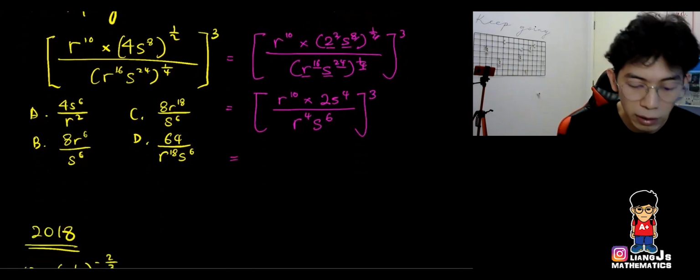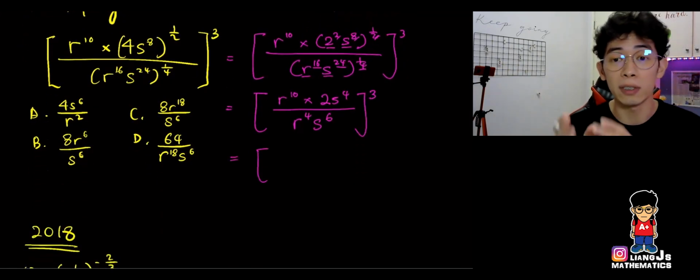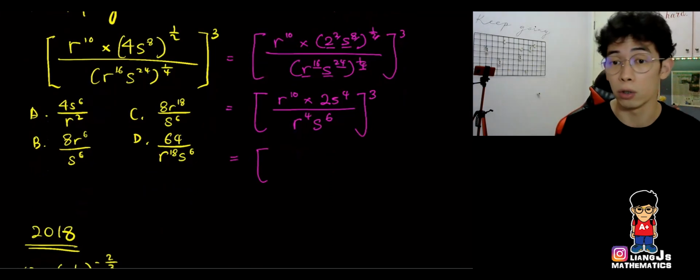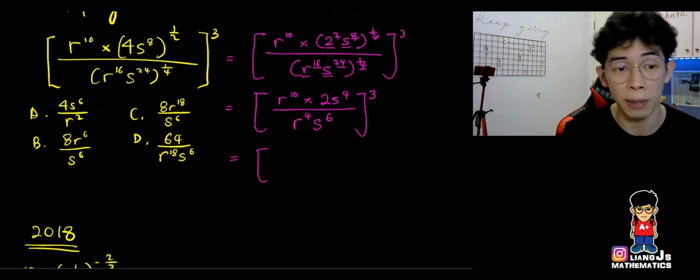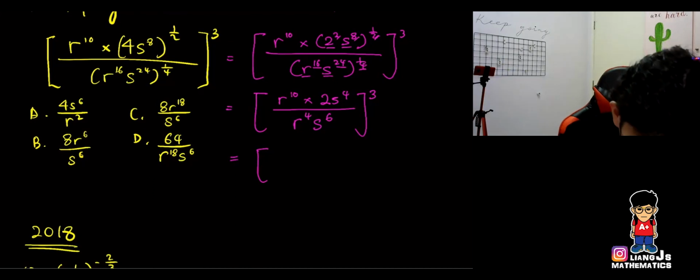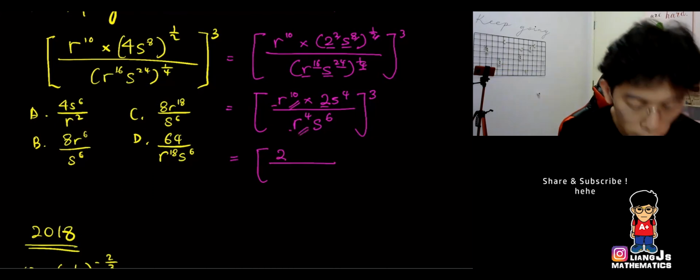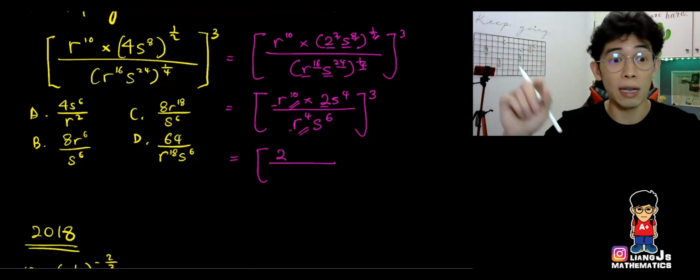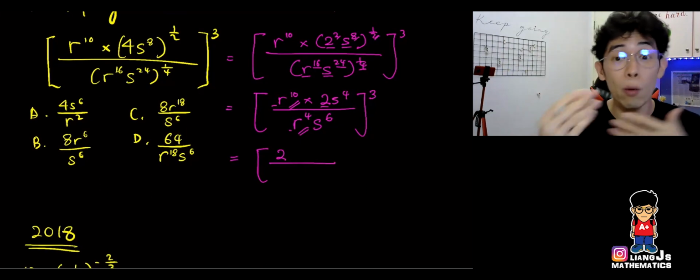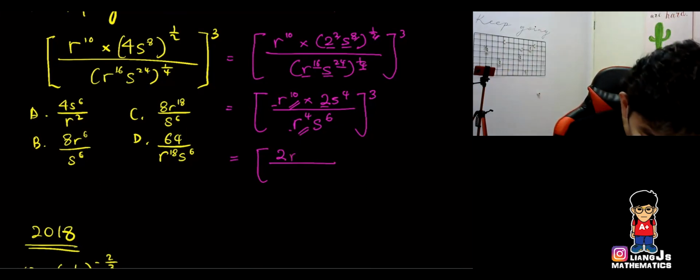And then handle the inner part first. So student might say to you, can I bring the 3 inside first? You want to do that also can. Okay, but I'll just handle the inner part first. So 1 times 2, 2, then divide by 1 is still 2, I put it on top. R10, R4, so imagine there is 10 of it and there is 4 below. So if you cut 1 by 1, you left 6 of it on top. And as for S, you get 2 below, then close with a cube.